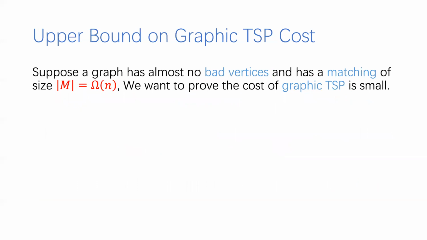Remember, our goal is to prove that, supposing a graph has almost no bad vertices and also has a matching size which is not too small, we want to prove the cost of graphic TSP is small. By small, we mean it's far from 2n.